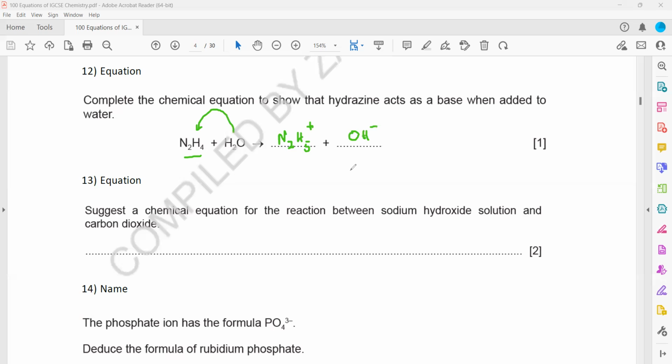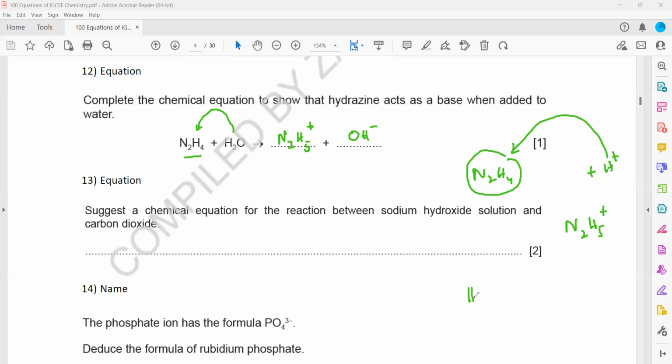This shows that hydrazine is acting like a base because it is accepting a proton, and water is acting like an acid because it is donating a proton. Why H plus? Because the charge on N2H4 was neutral. There is no charge on that. But when it accepts a proton, it accepts the charge. So when it accepts the charge, it will become N2H5 plus.